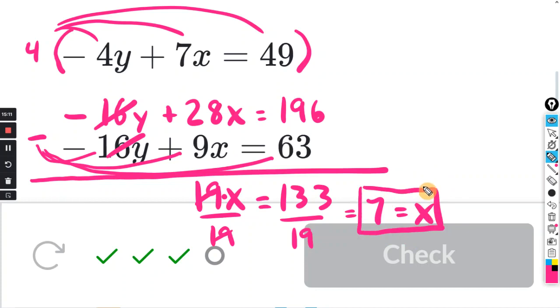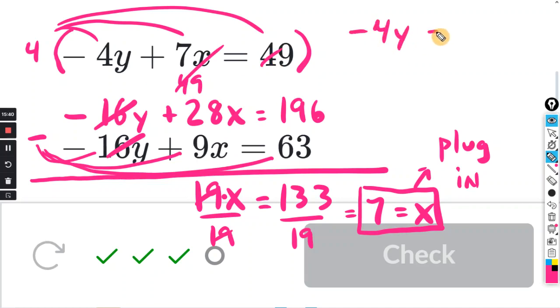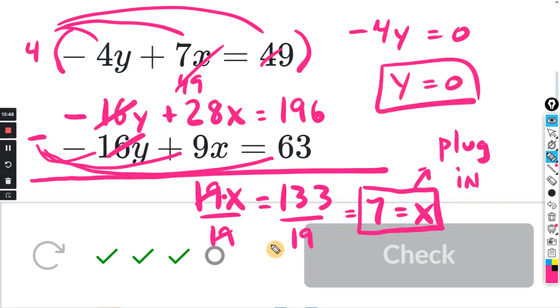Okay, the final step is to take that x equals 7 and plug it in. Okay, you can plug it into either equation and then solve for y. I'll just do it real quick in case you want to try it. If you plug in 7 in here, you'll get 49. If I do minus 49 on both sides, it'll cancel. I'll have negative 4y equals 0. And then dividing both sides by negative 4, y equals 0. Just in case you wanted to solve that one for practice.